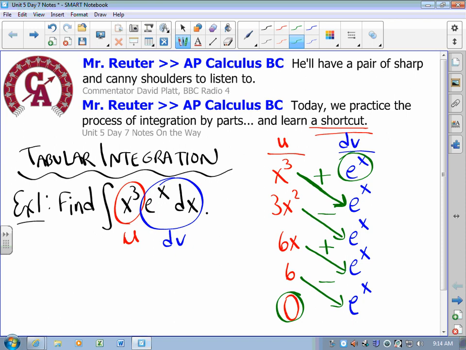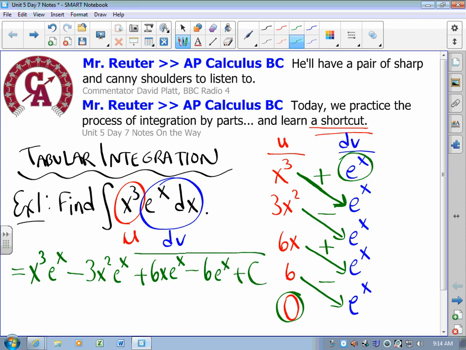If we do that, then our integral is x cubed e to the x minus 3x squared e to the x plus 6x e to the x minus 6e to the x plus a constant. Tabular integration helps us do integration by parts over and over and over again quickly. It is the world's awesomest shortcut.